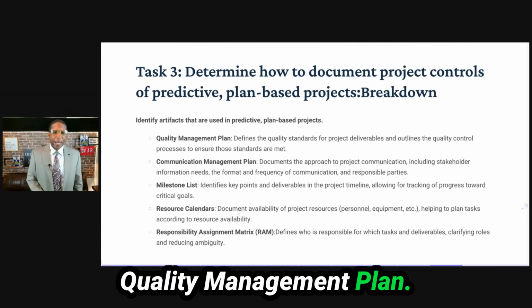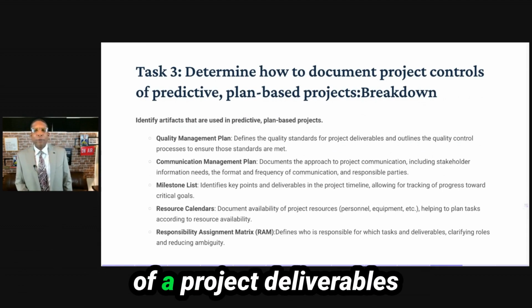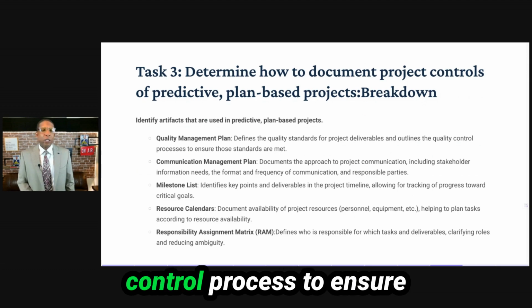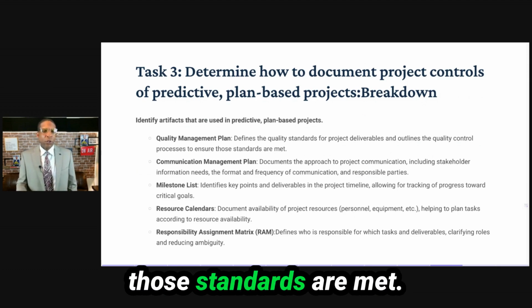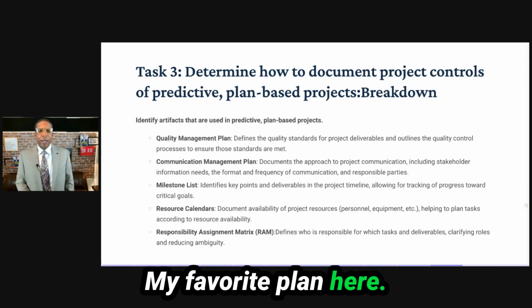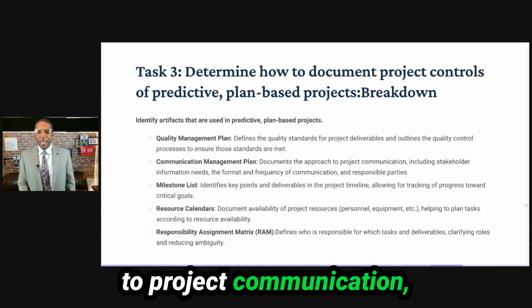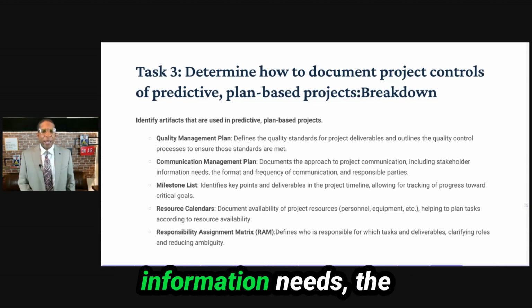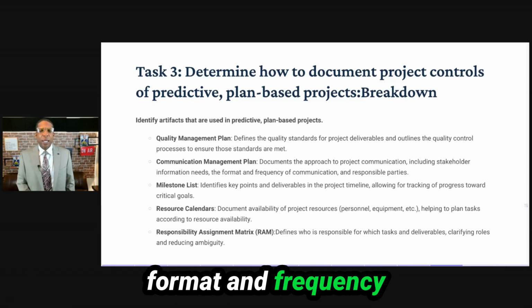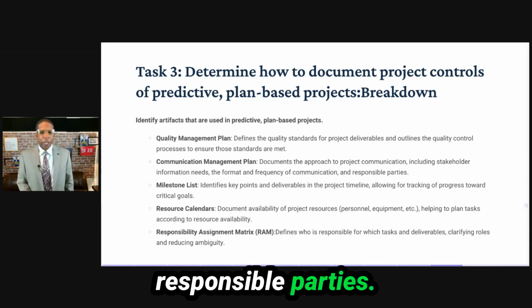Quality management plan defines the quality standards of project deliverables and outlines the quality control process to ensure those standards are met. My favorite plan here, communication management plan. It documents the approach to project communication, including stakeholder information needs, the format and frequency of communication, and responsible parties.